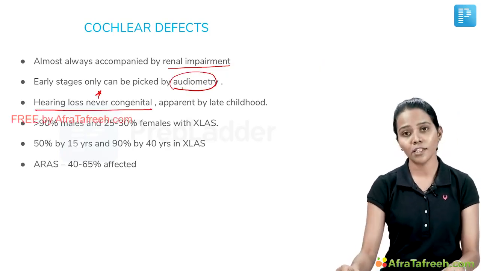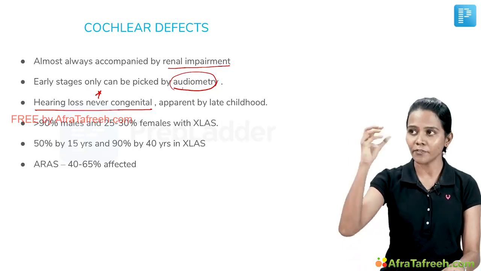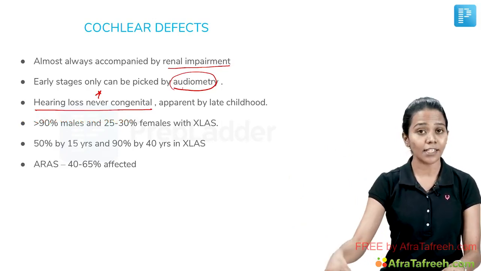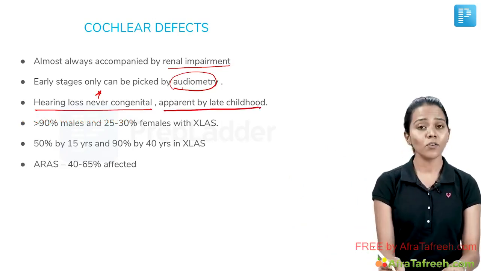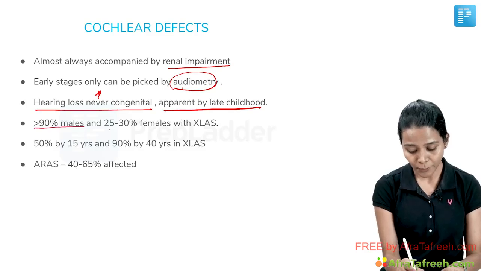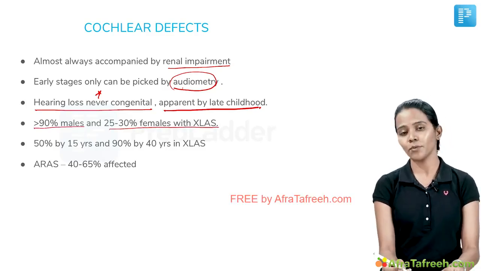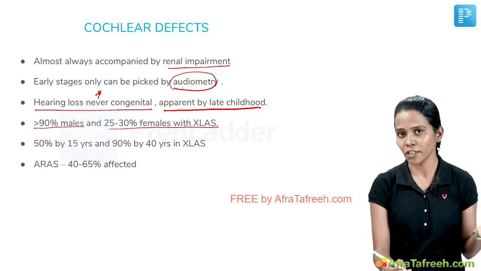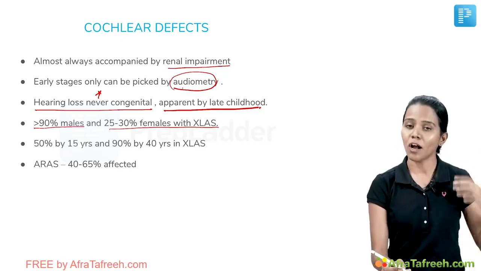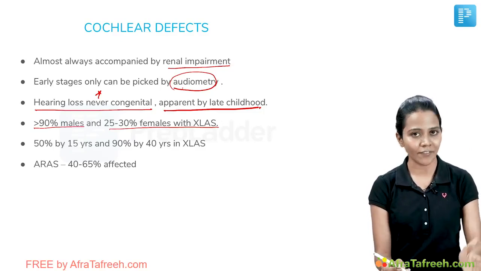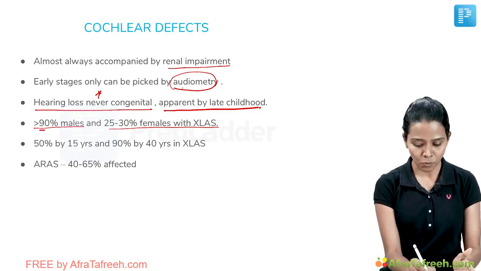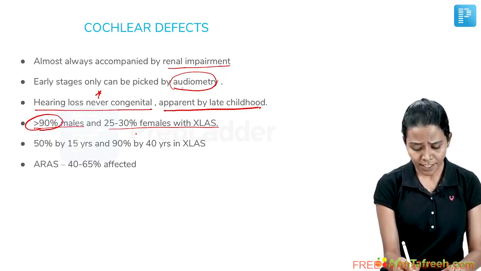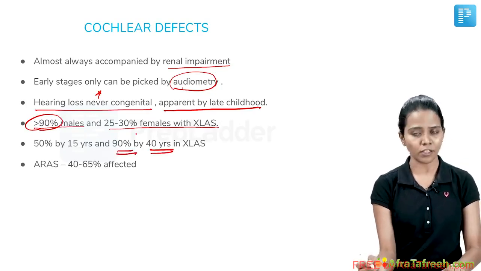They can ask, all of these are true about Alport syndrome except, and one of the options can be hearing loss occurs at birth or is congenital. So it's never congenital and it comes only by late childhood. More than 90% of males and 25 to 30% of females of X-linked Alport syndrome develop this. In X-linked Alport syndrome, more than 90% reach ESRD by 40 years, and all had renal disease. So if all patients with renal disease have ear disease, ear disease is also seen in more than 90% of patients, but significantly less in females. And generally 90% develop it by 40 years of age.